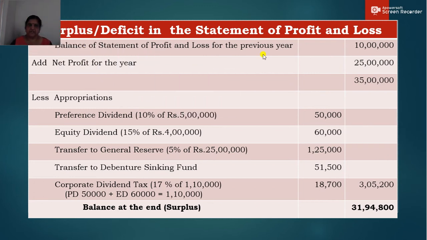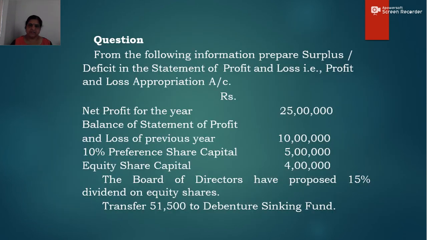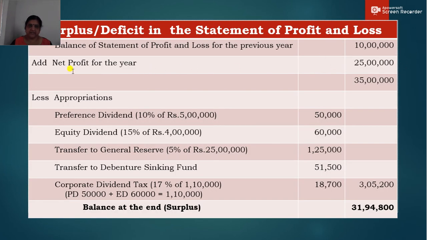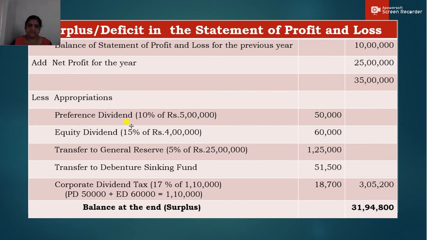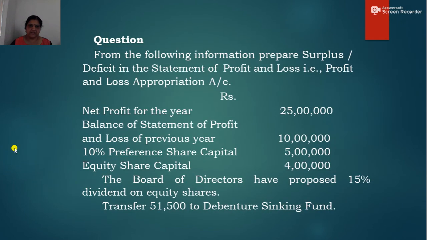Now balance of statement of profit and loss for the previous year, that is the opening balance, is 10 lakhs. Then net profit for the year is 25 lakhs. Then preference dividend, that is 10% preference share capital of rupees 5 lakhs, so preference dividend will be 10% of 5 lakhs, that comes to 50,000. Then again in the question it is stated that the equity share capital is 4 lakhs and the board of directors have proposed 15% dividend.